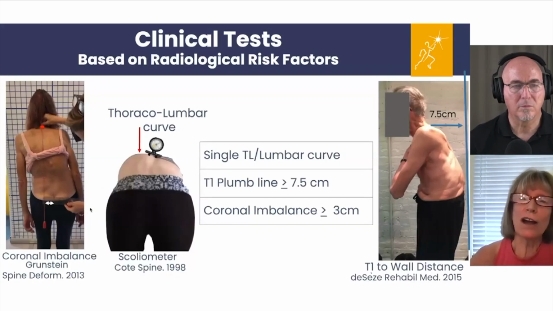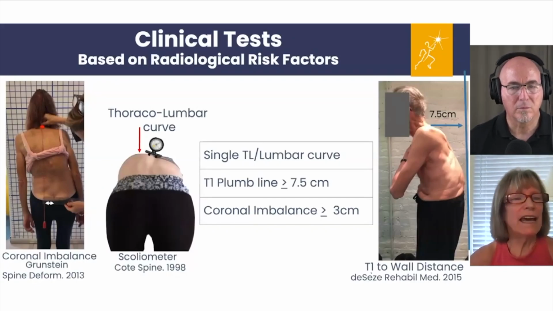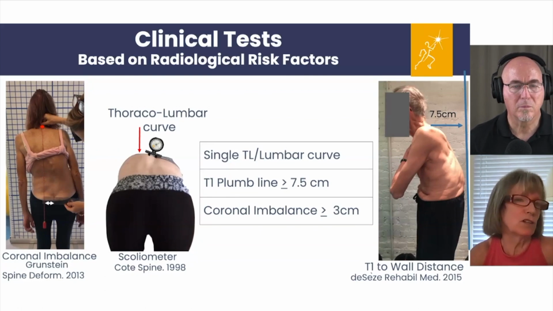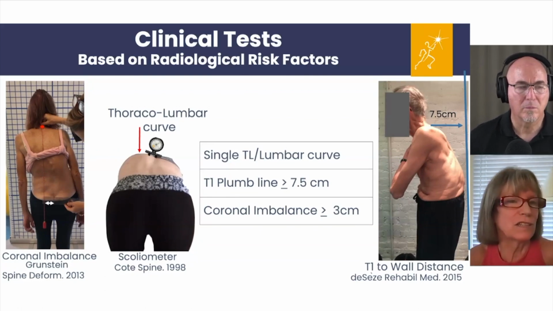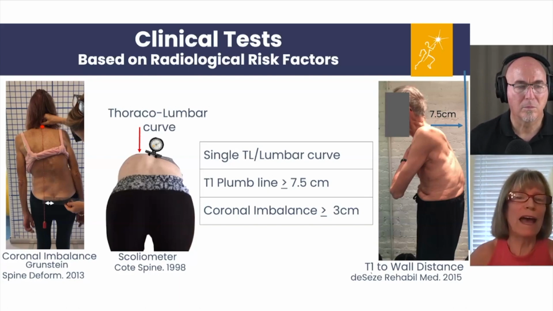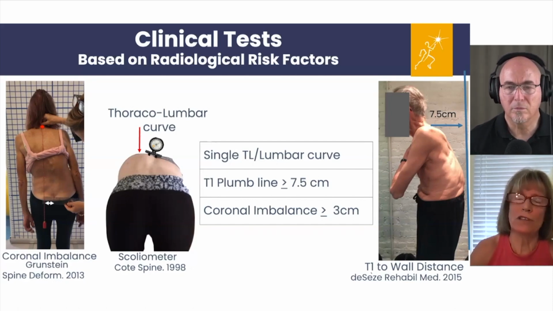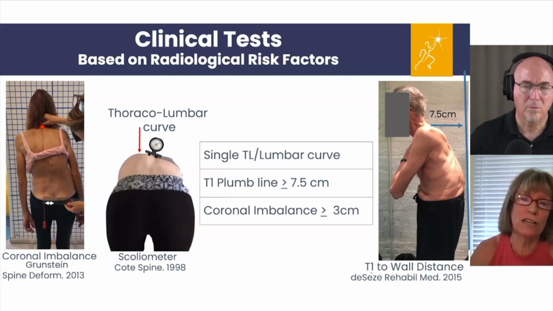So here now are clinical tests. Hagit and I looked through the research to find out whether there are any clinical tests that have been tested and researched to show that they can substitute for some of these radiological tests. On the far right, the T1 to wall distance helps determine how much kyphosis, not just in the thoracic spine, but it often develops in the lumbar spine due to degeneration.